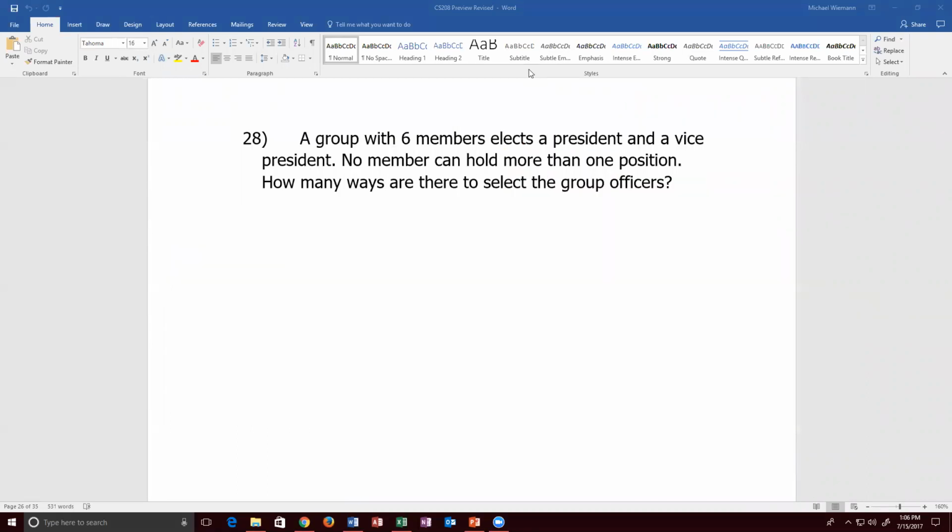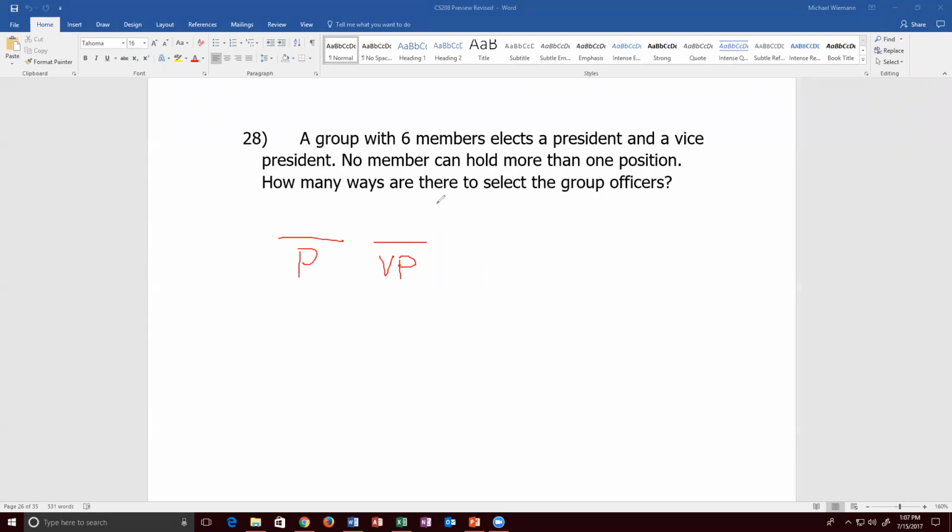Let's look at problem number 28. It says a group of 6 members elect a president and vice president. No member can hold more than one position. How many ways are there to select the group officers? So I have a president bucket, and I have a vice president bucket. Let me clean that up here. There we go.